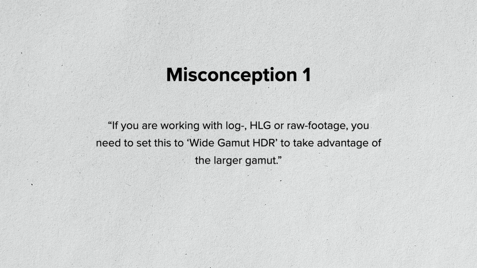Starting with number one. If you're working with log, HLG or raw footage, you need to set this to wide gamut HDR to take advantage of the larger gamut. As just discussed, we now know that Final Cut Pro performs all calculations properly, no matter whether it's within or without of the bounds of the seeming working color space. But let's actually prove this.